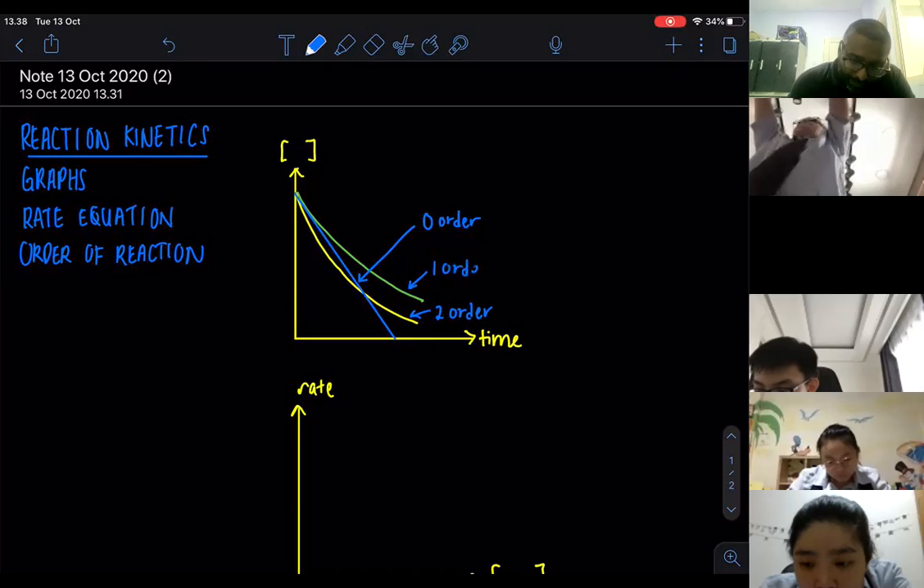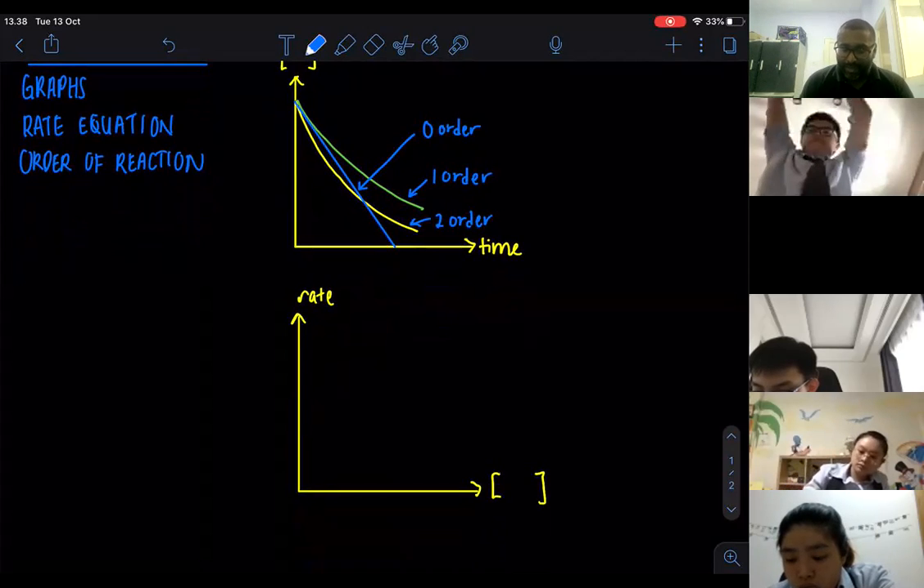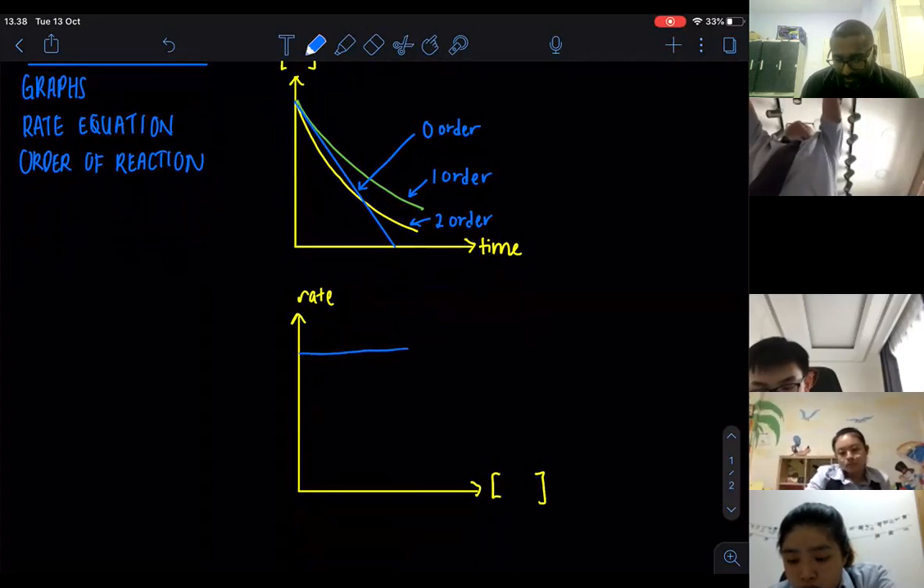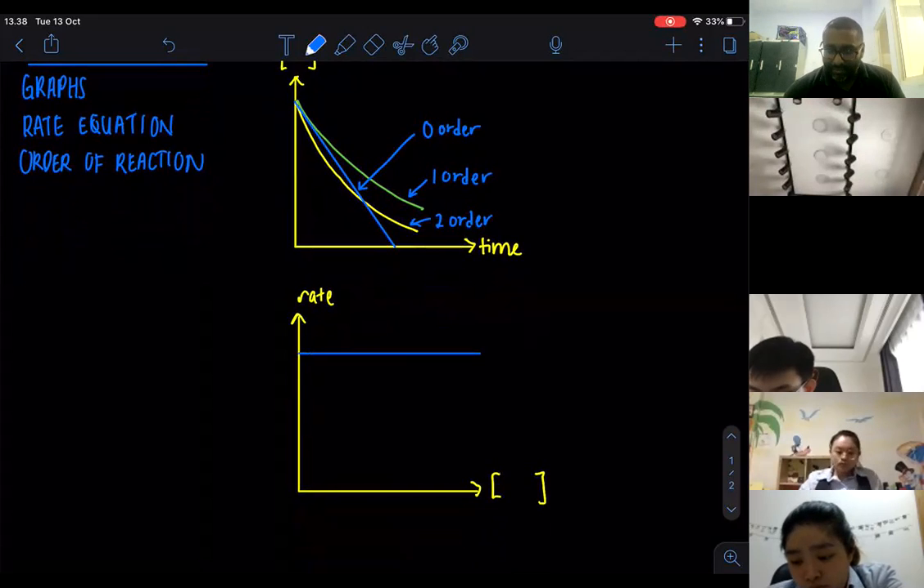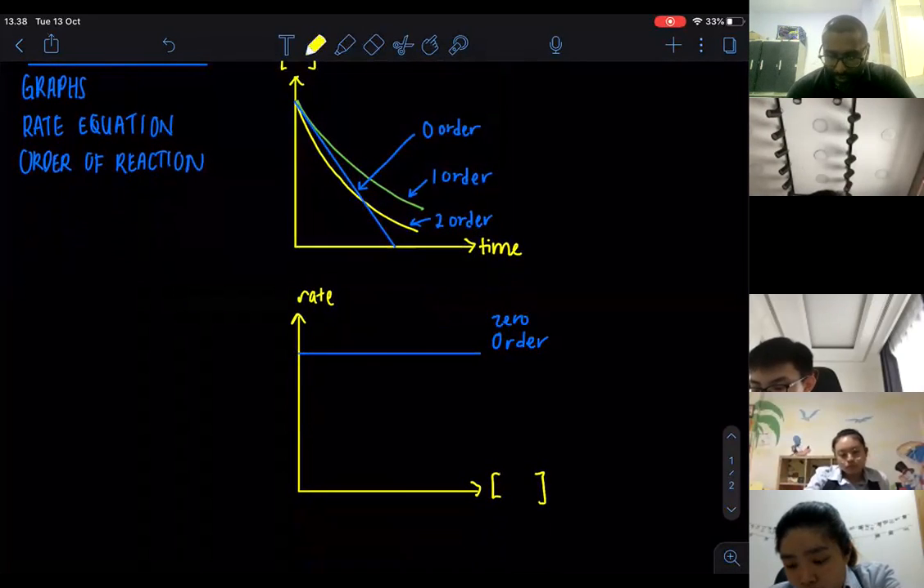First order. But the important thing is when you draw the rate. Just now I told you the blue line has a constant gradient. For a constant gradient, the rate is not affected by any change of concentration. So this is for zero order. And the yellow curve is second order. If it is second order, the rate graph follows a quadratic curve. This is second order.